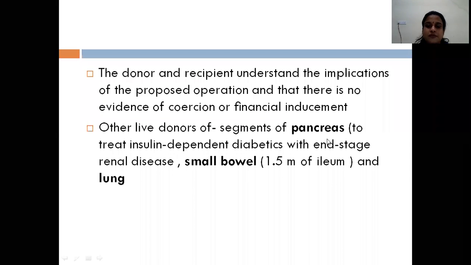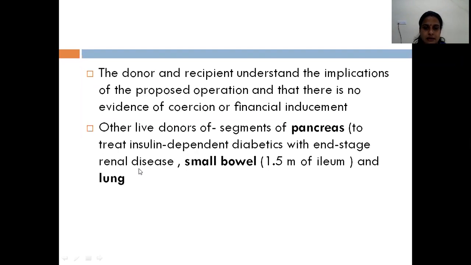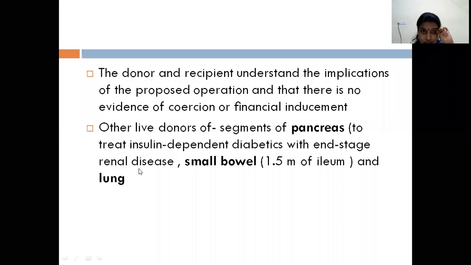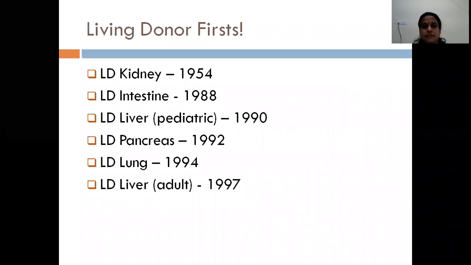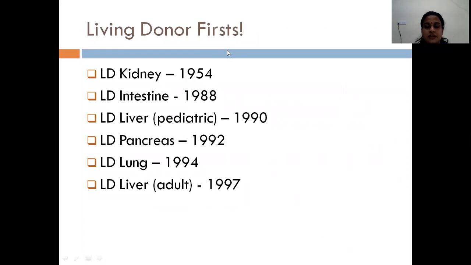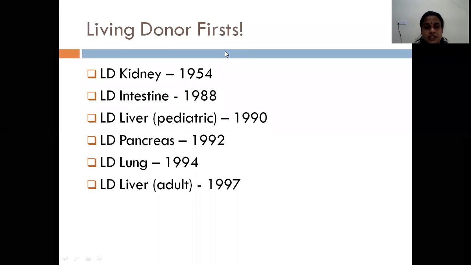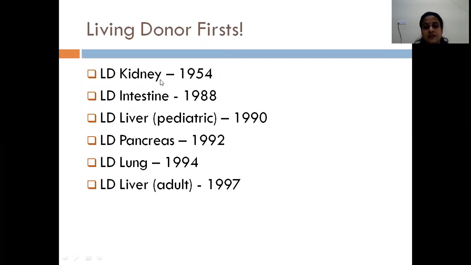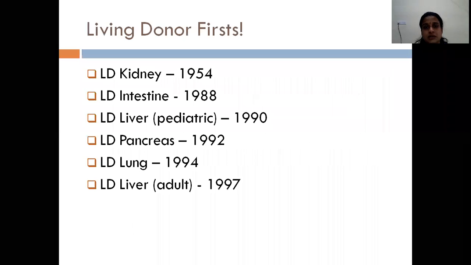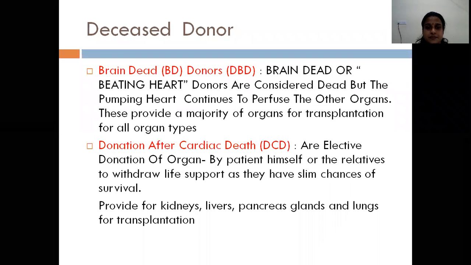Live donation of segments of pancreas, small bowel, and lung is also developing quite fast of late. The very first living donor donation was a kidney, donated in 1954, as early as 1954, and an adult liver was donated in 1997. So this is how we are advancing in live donation procedures.